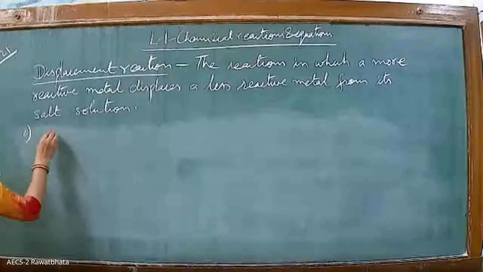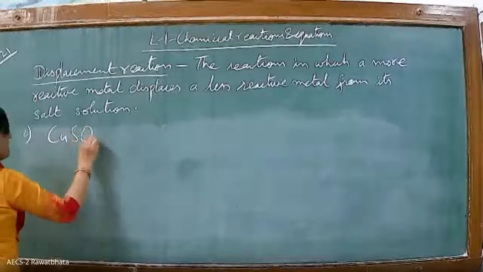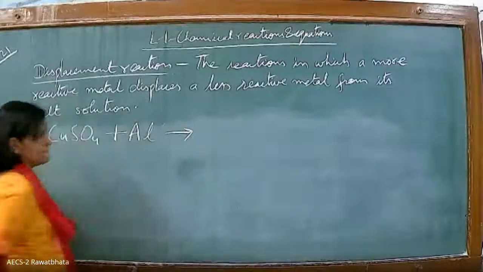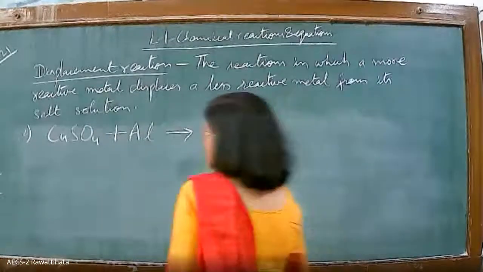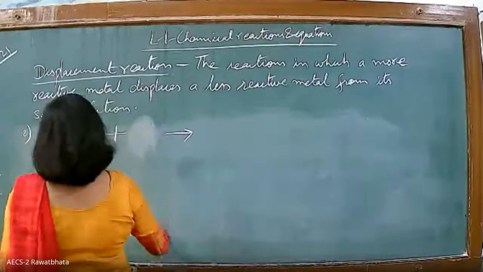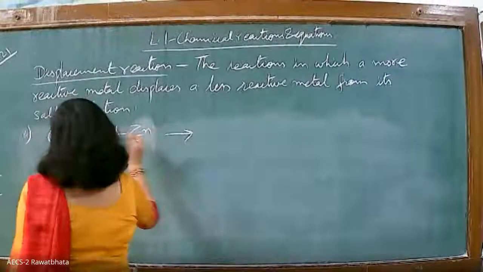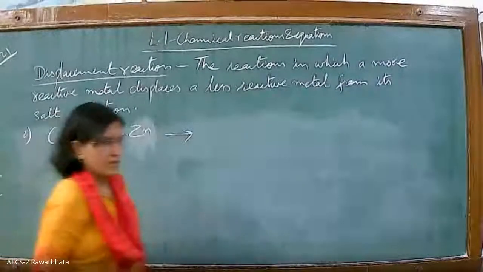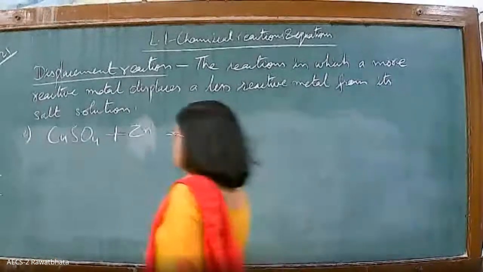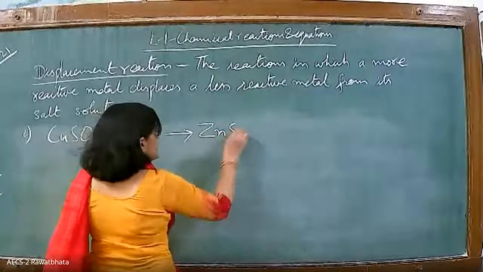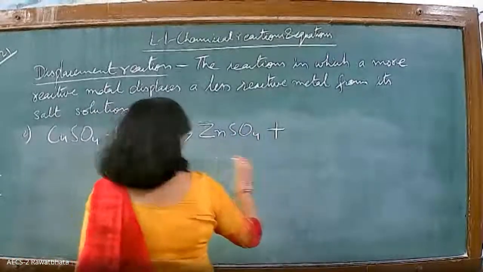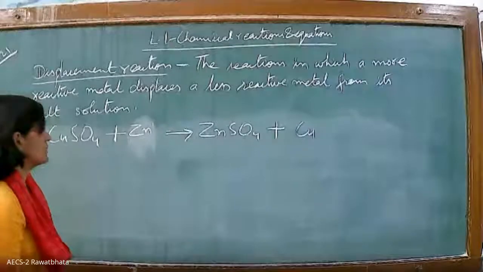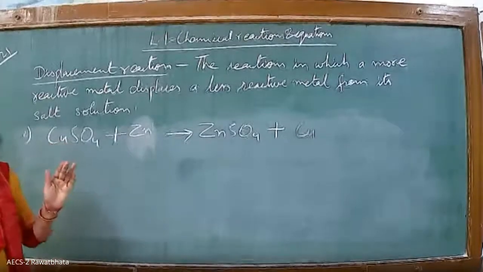Second equation. Let me make it simple. Keep it simple. One more you write on here. So the reaction is between ZnSO4 plus. Now let us write down their state and the color change.